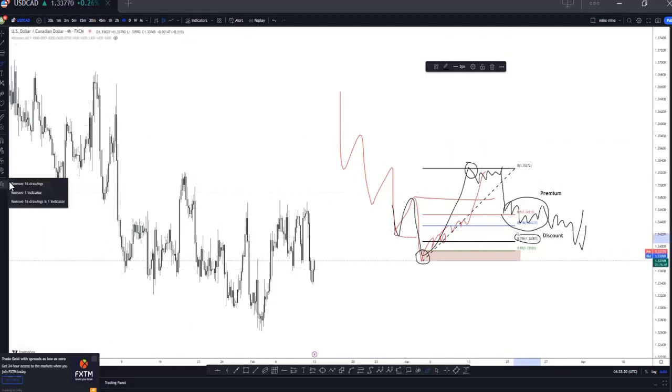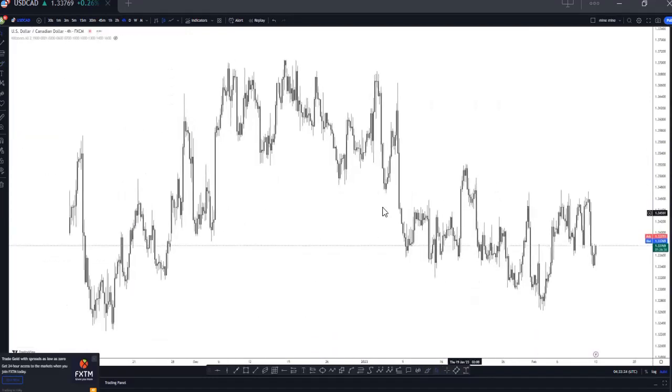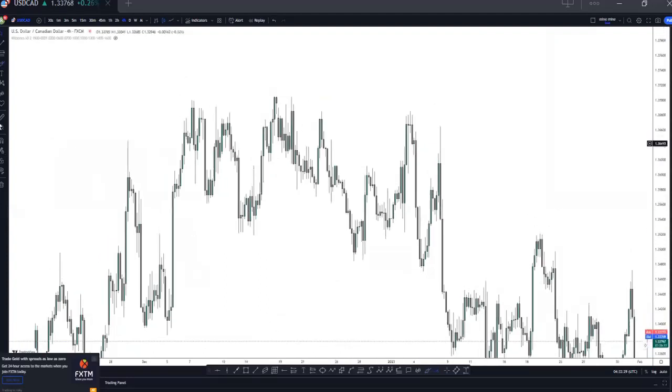Now, let me show you guys this on the live chart so we don't waste more time. So this is a range we have from this high to this low, all right?